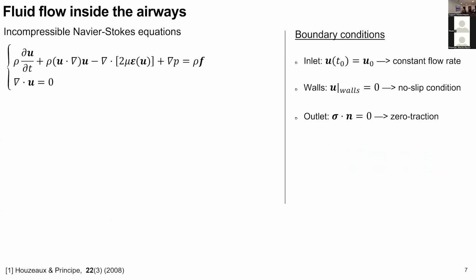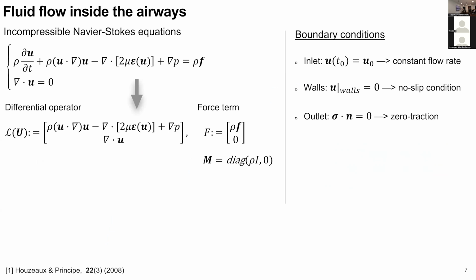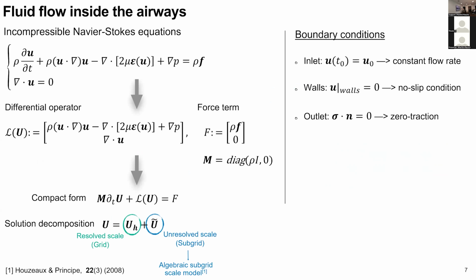The fluid flow inside the airways is governed by the incompressible Navier-Stokes equations. By defining the differential operator and the force term, we can obtain a compact form of the system we have to solve. At the end, we have a solution decomposition with 2 different scales to solve: the grid scale, and for the unresolved subgrid scale, we use an algebraic subgrid scale model. The Navier-Stokes equations are solved subject to boundary conditions. At the inlet, we impose a constant flow rate. At the walls, we impose a no-slip boundary condition. And at the outlet, we impose a zero traction condition.